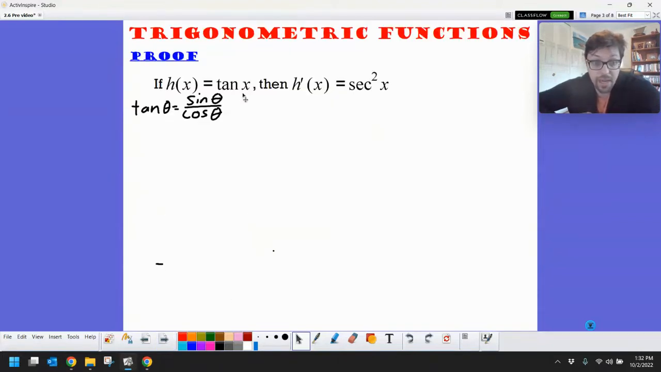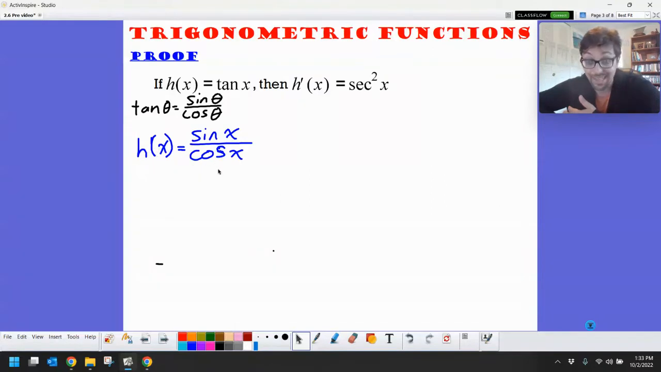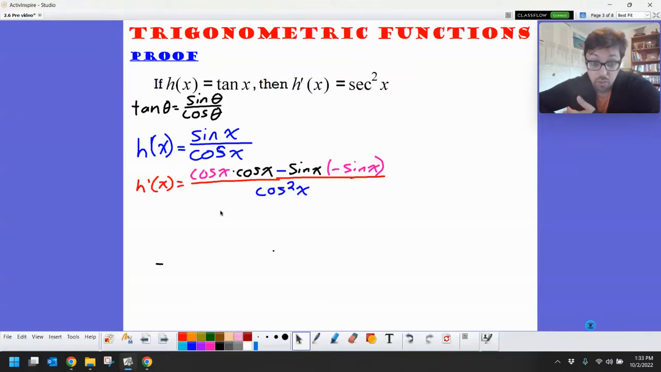So I've got h of x is tangent. I want to show that h prime of x turns out to actually be secant squared x. Well, where does that come from? Well, you can use the quotient rule on this thing. So we know tangent is sine over cosine. So h of x is sine x over cosine x. And then we can apply the quotient rule to that.